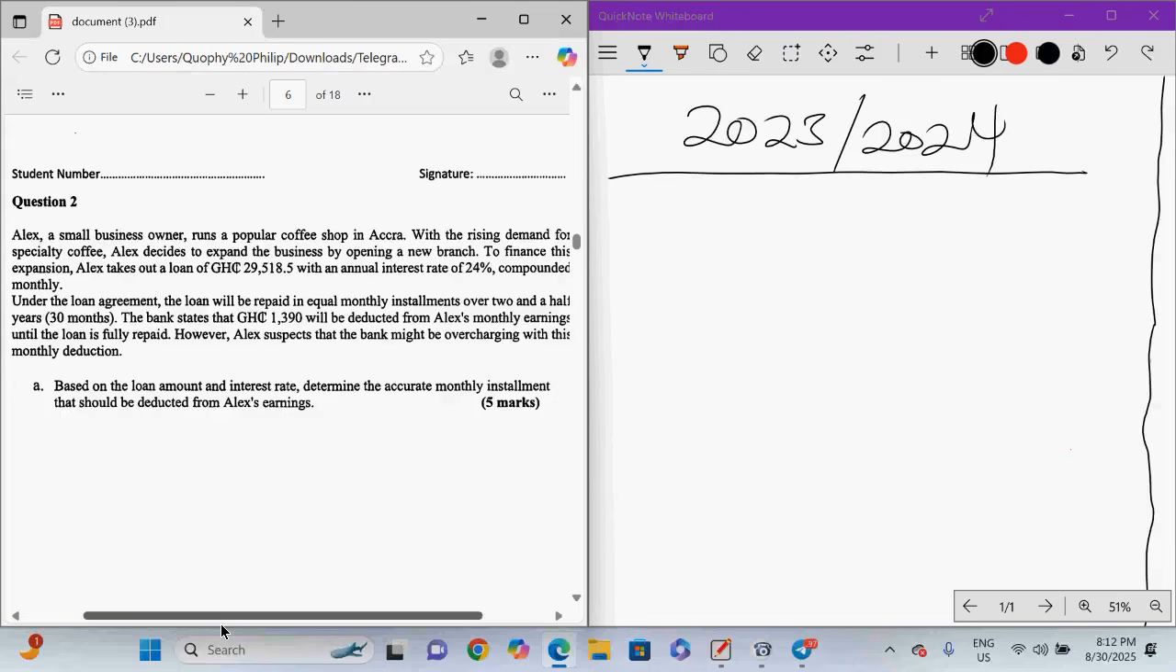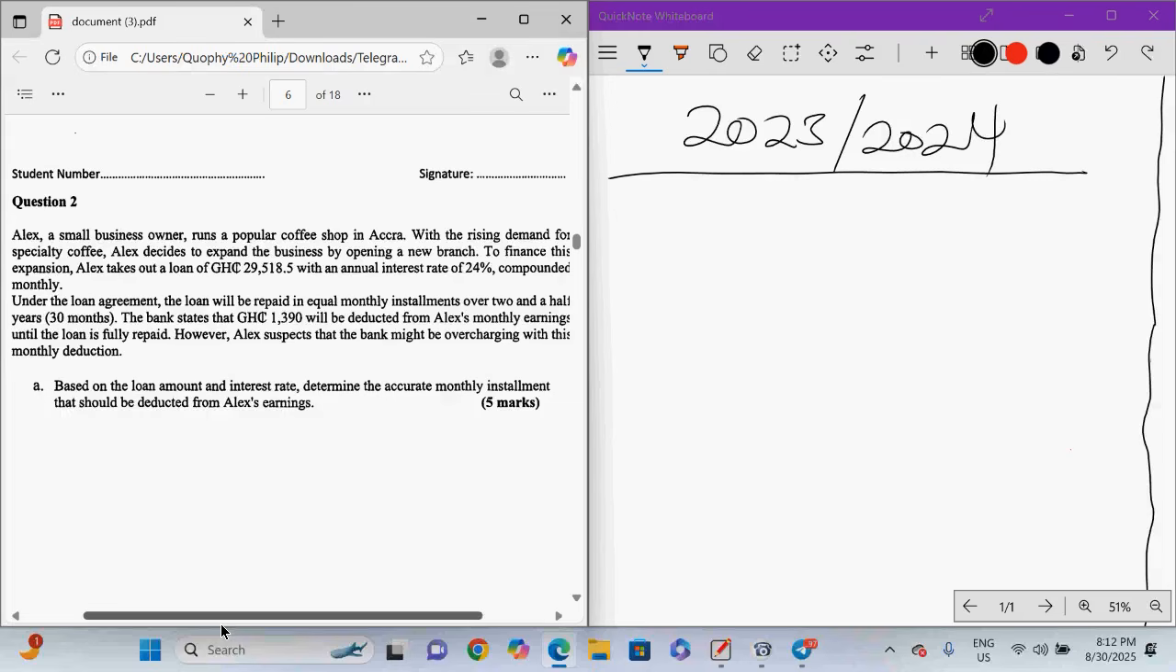The bank states that 1,390 Ghana cedis will be deducted from Alex's monthly earnings until the loan is fully repaid. However, Alex suspects that the bank might be overcharging with this monthly deduction. A. Based on the loan amount and interest rates, determine the accurate monthly installments that should be deducted from Alex's earnings.